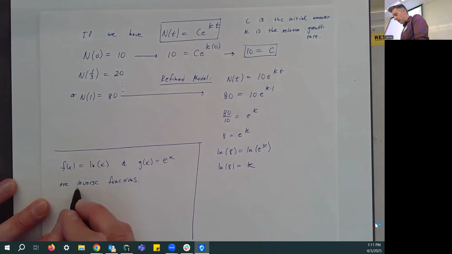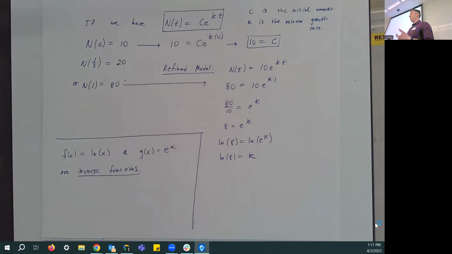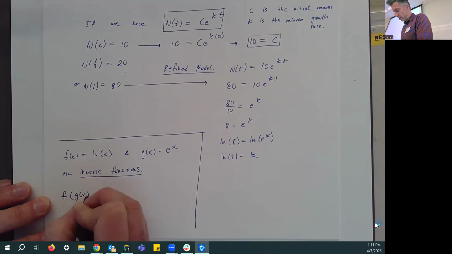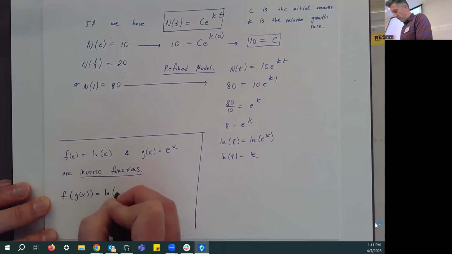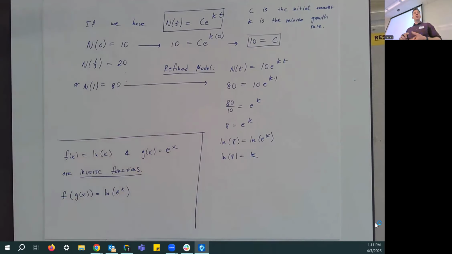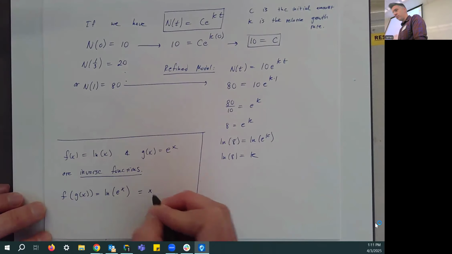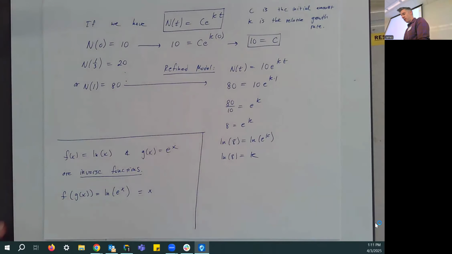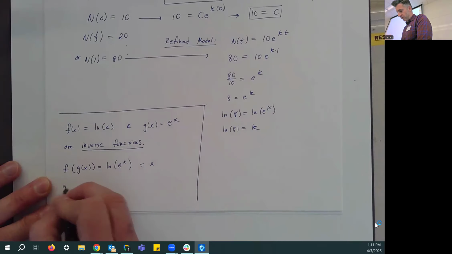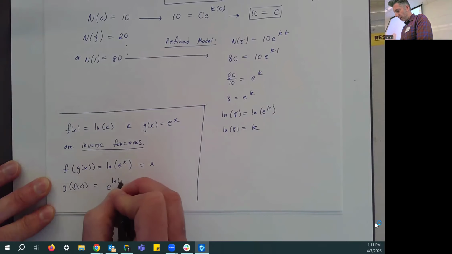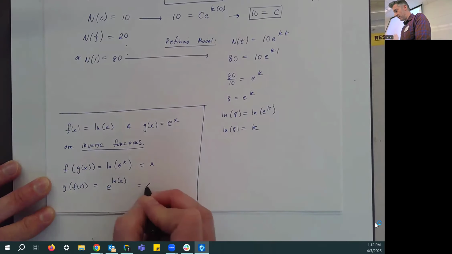So when you compose them, meaning you do one after the other, they undo what the other one does and you get back to where you started. So if I look at, say, let's do that one first, f of g of x here, which is the natural log of e to the x, they undo each other and we get back to where we started. And I know I'm skipping a few things on purpose. Don't worry, we're going to come back to them hopefully today. And then the other direction, g of f of x is equal to e to the natural log of x, which is also equal to x.